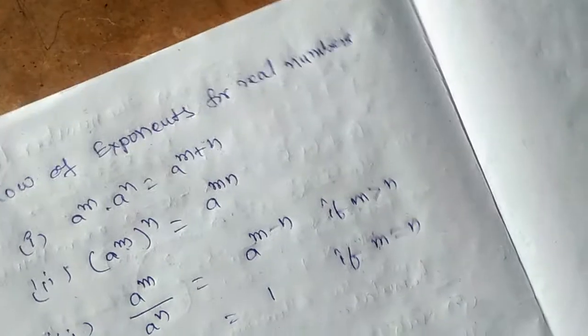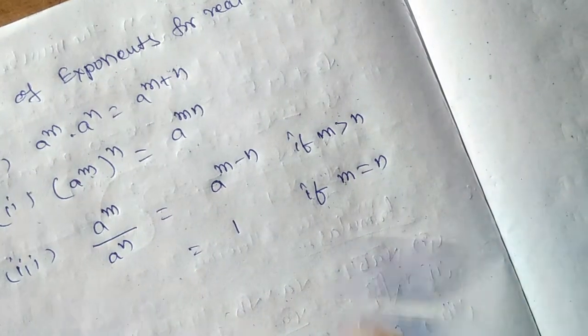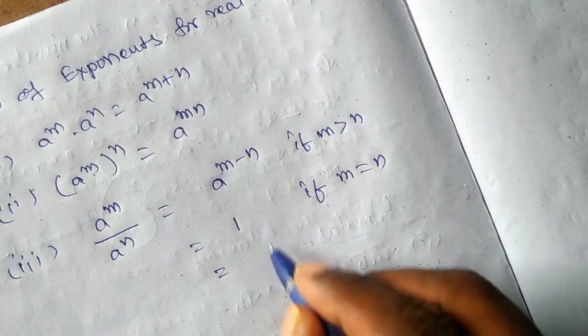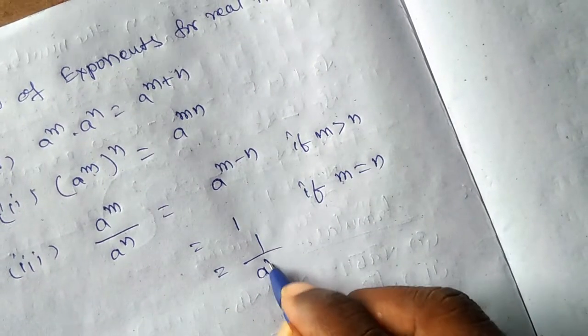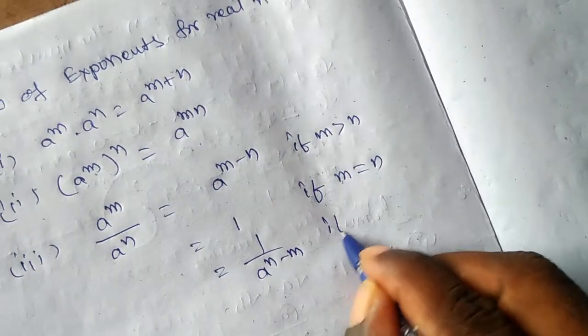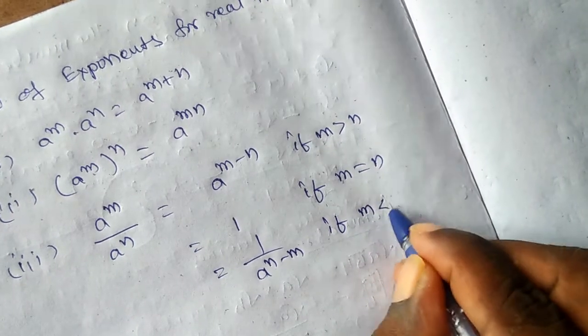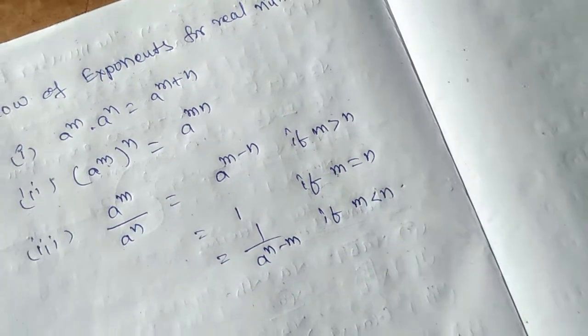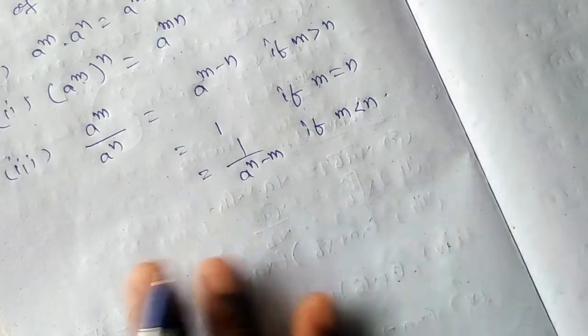Next, 1 by a to the power of n minus m, when it happens? When m is less than n.